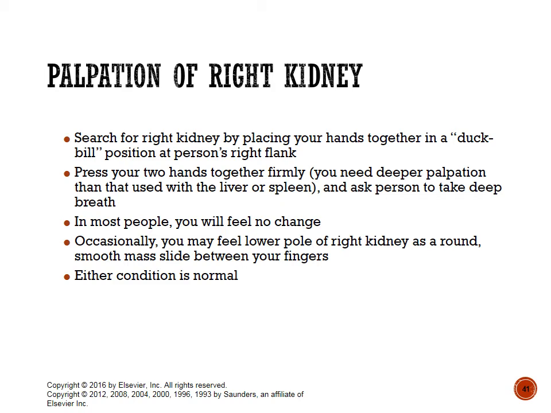Another technique you may want to try in the lab is palpating the kidneys. This slide and the next slide will kind of tell you how to do that. We're going to search for the right kidney by putting our hands together kind of in a duckbill pattern, one on top of the other on the patient side. So one will go behind the back and the other on the abdomen. You're going to have to use pretty firm pressure. It's going to be pretty deep palpation. And we're going to ask them to take a deep breath.